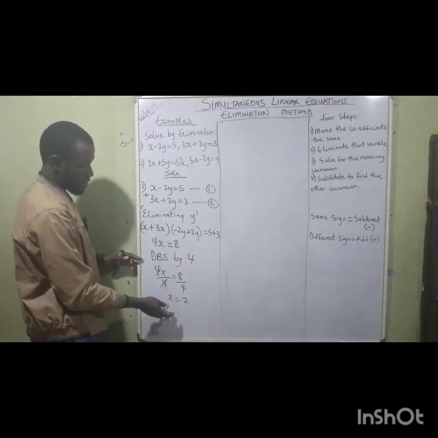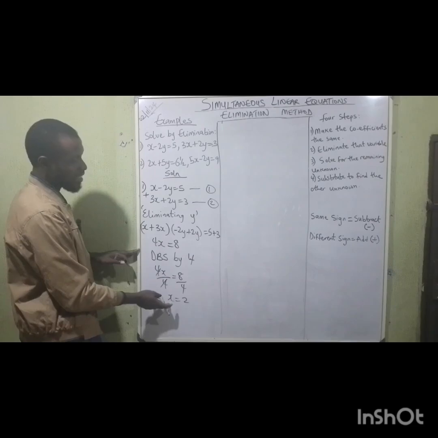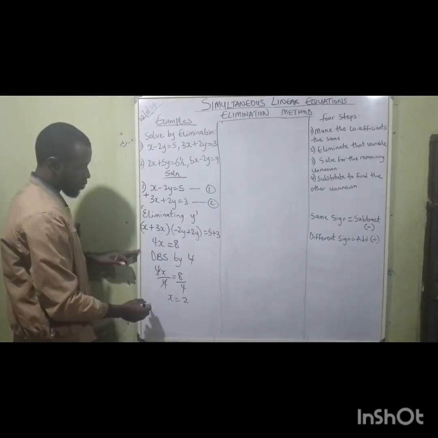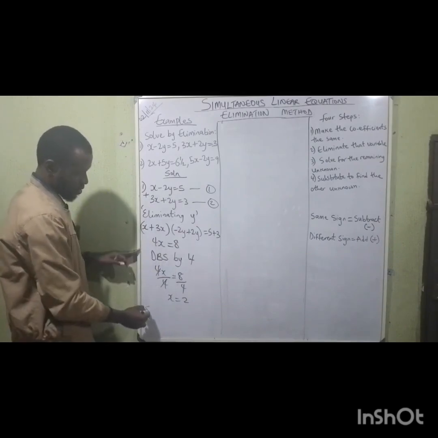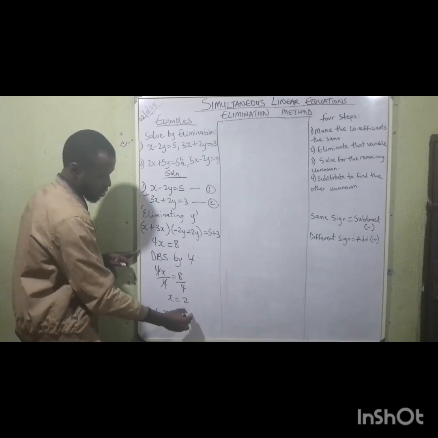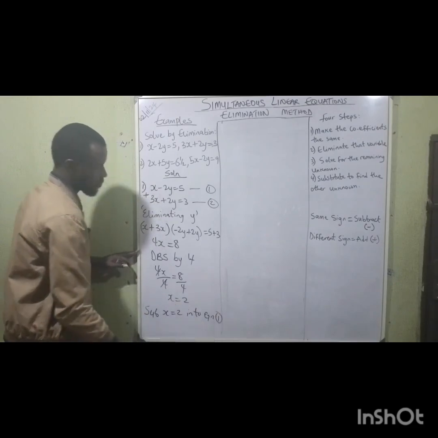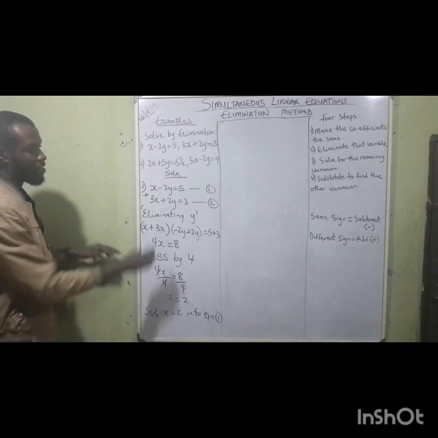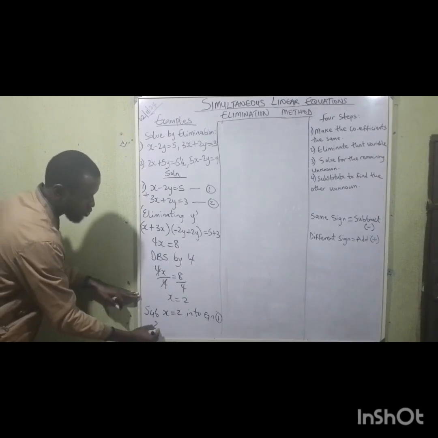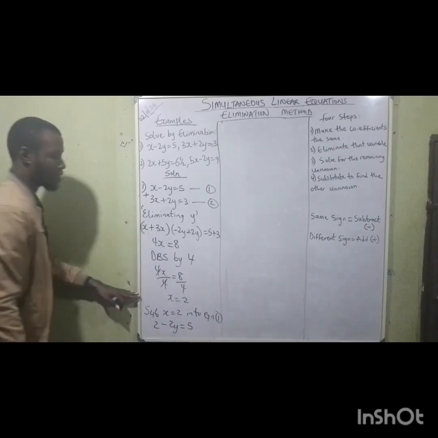Now to get y, I will substitute this value of x into either equation 1 or equation 2. So you can choose any one. Let me use equation 1. So I will substitute x equal to 2 into equation 1. X equal to 2, that means anywhere I see x, I remove it and put 2. So instead of x here, we have 2 minus 2y equals 5.